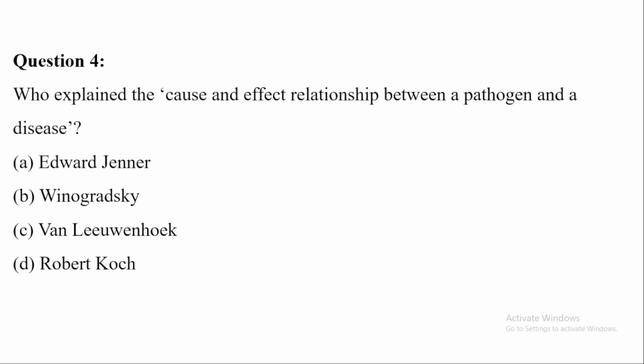The microorganism must be found in abundance in all organisms suffering from the disease, but should not be found in healthy organisms. Okay, so if there is a microorganism that is causing disease, it will be there in the diseased person, but it won't be there in the healthy person. Okay, then second is the microorganism must be isolated. The microorganism must be isolated from a diseased organism and grown in pure culture.